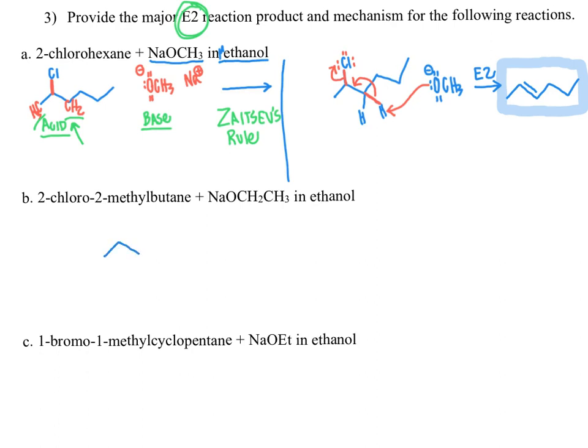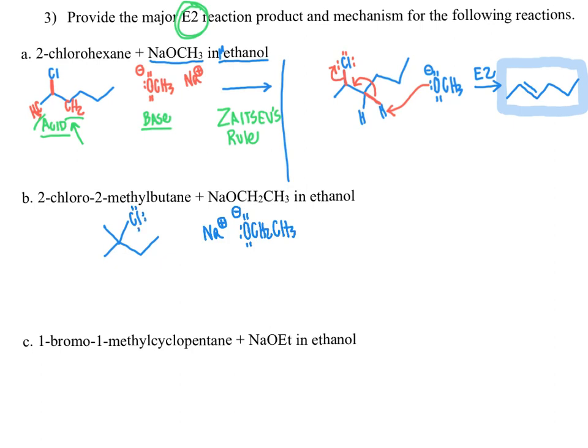And in this, we have butane as our 4-carbon chain. At position 2, we have both a chlorine and a methyl group, so we'll do 2-chloro, 2-methyl. And then we have sodium ethoxide and ethanol here. Same thing as above. The strong base here is what we're going to focus on, acting as the base that grabs a proton from our alkyl halide.